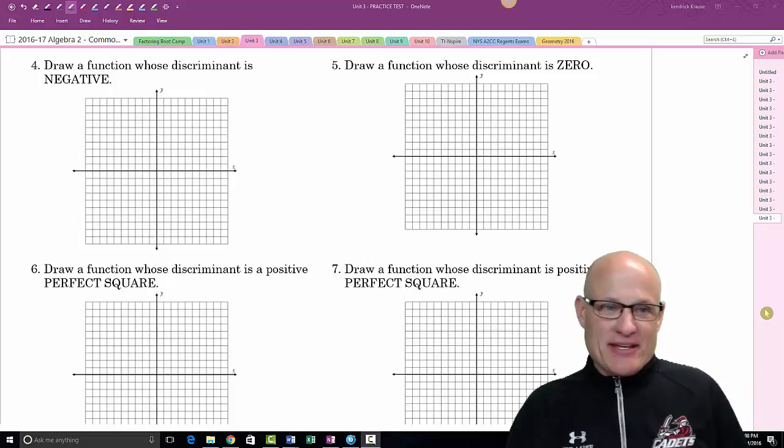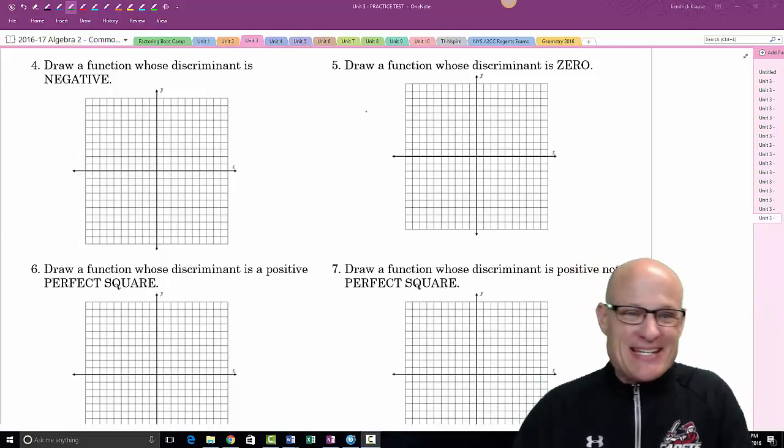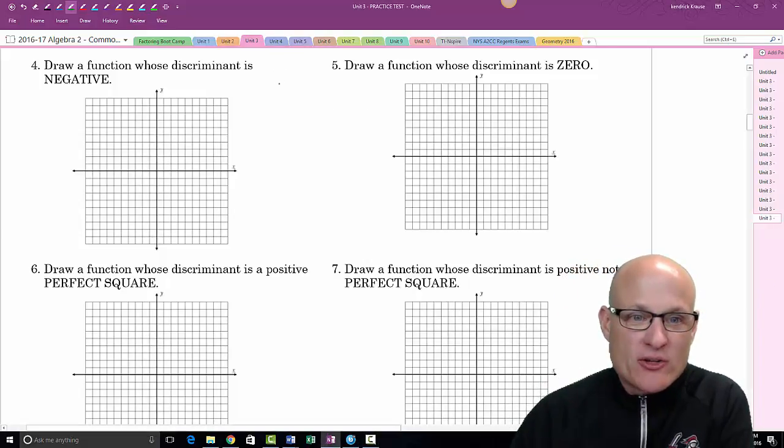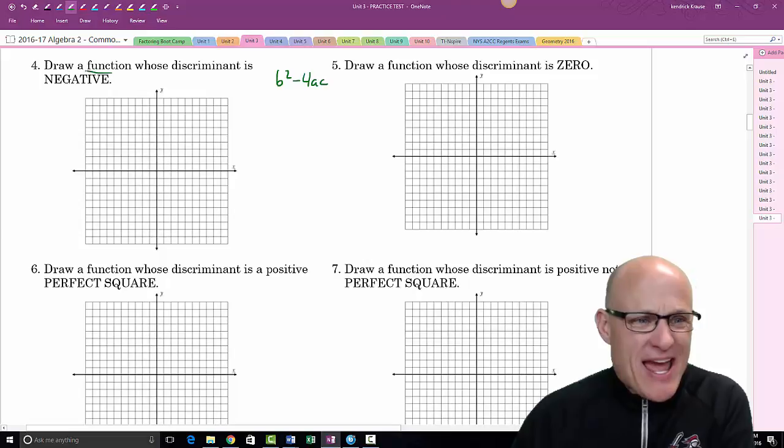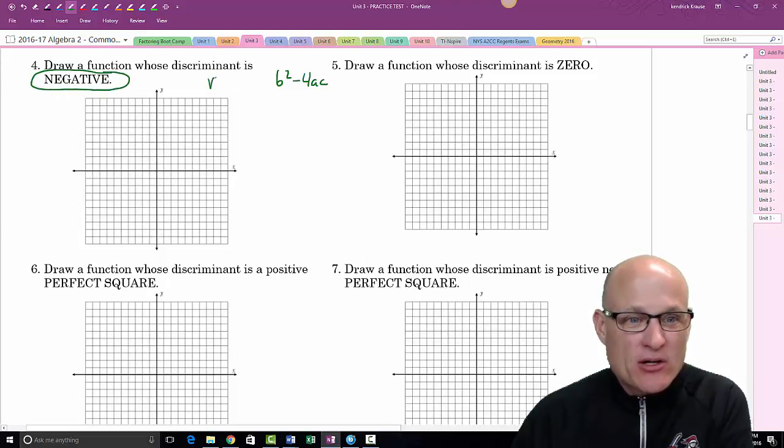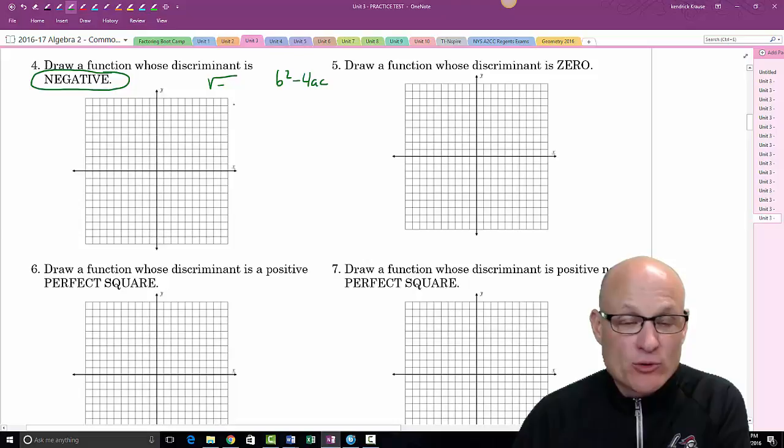All right, we talked about this. Remember, the discriminant is the part that's under the radical. It's the b squared minus 4ac. So you need to know what happens when the discriminant is negative. That means the part under the radical is negative. That means we're going to have imaginary roots, which means no real solution.